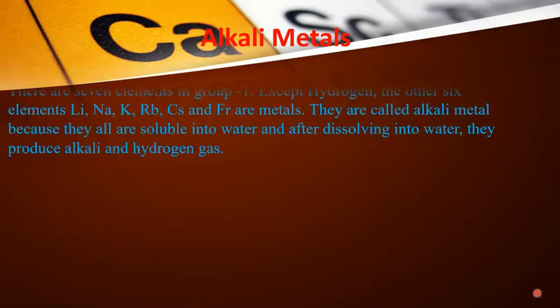At first, alkali metals. Which elements are known as alkali metals and why are they called so? Dear students, the elements of group 1, you know there are a total of 7 elements in group 1: hydrogen, lithium, sodium, potassium, rubidium, cesium and francium, where hydrogen is a non-metal and the other 6 elements are metals. Except hydrogen, these 6 elements are known as alkali metals.